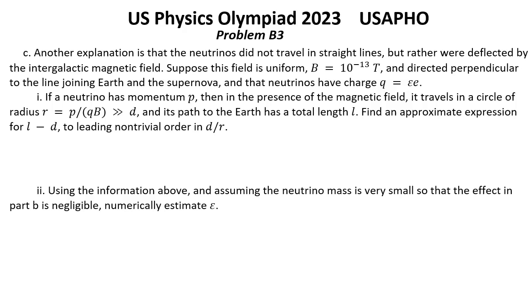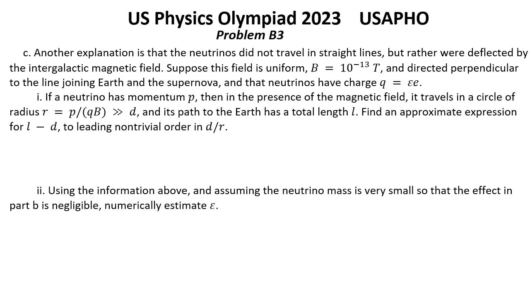If a neutrino has momentum P, then in the presence of the magnetic field it travels in a circle of radius r equal to P over QB, which is much greater than d, and its path to the Earth has a total length L. Find an approximate expression for L minus d to leading non-trivial order in d over r.